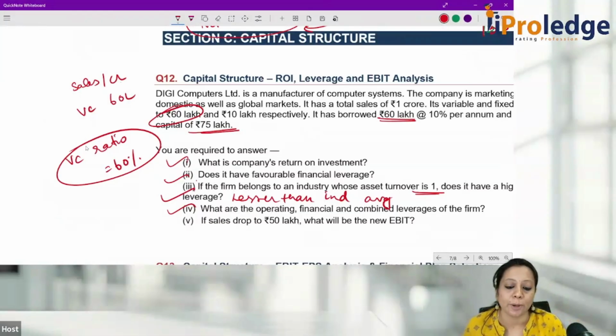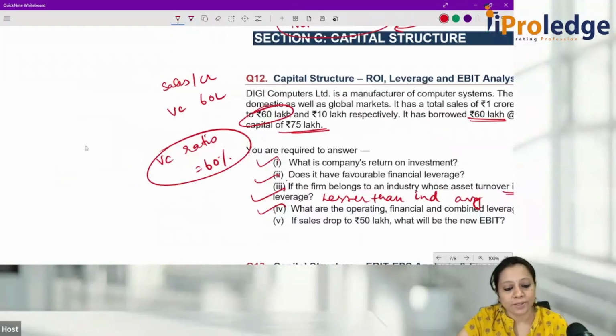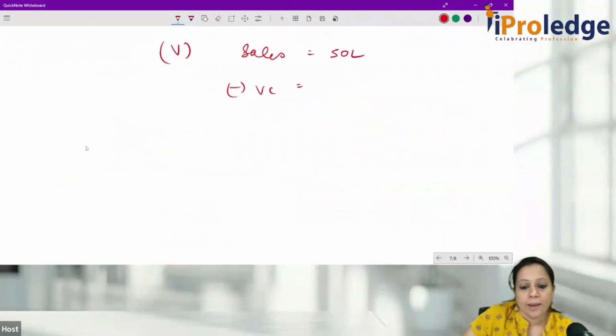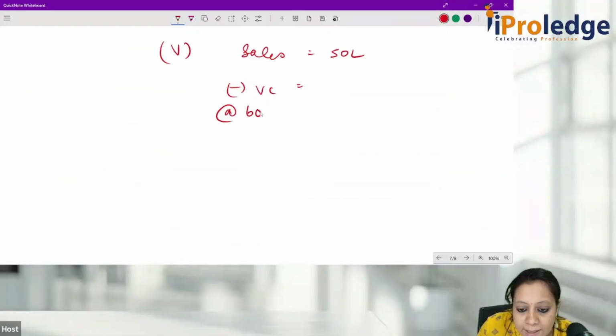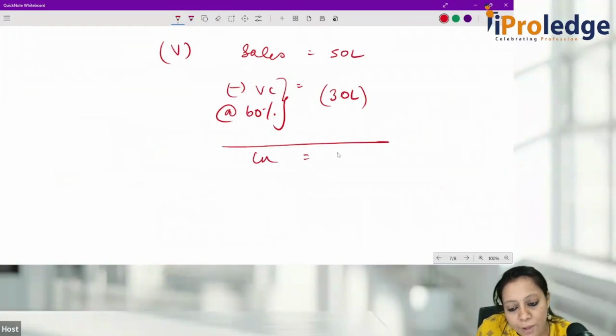This is why I'm choosing this problem. And the last problem is actually from where? From operational approach, that chapter. Oh, last point is from operational approach. So that means variable cost at 60% means 60% of 50 lakhs is 30 lakhs, right? 30 lakhs. Okay, no problem. So that means contribution is equal to 20 lakhs minus fixed cost.